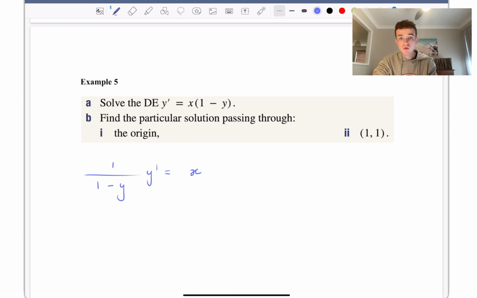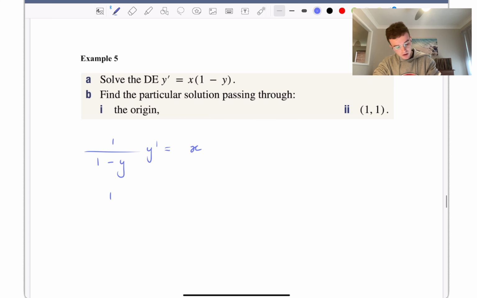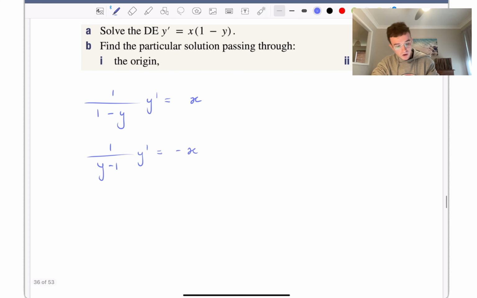Now, we have to consider that we are going to eventually want to make y the subject of this equation. So we might multiply everything by minus 1 and say that this is 1 over y minus 1 y dash is equal to minus x. We're now going to integrate both sides. The integral of 1 over y minus 1 is ln of y minus 1. And the integral of minus x is x squared on 2 plus c.